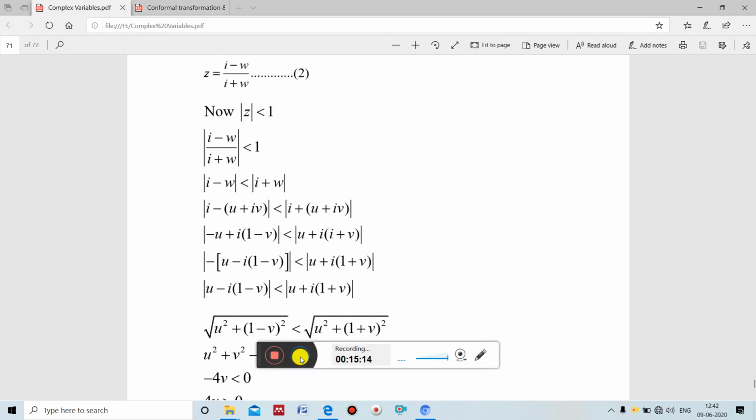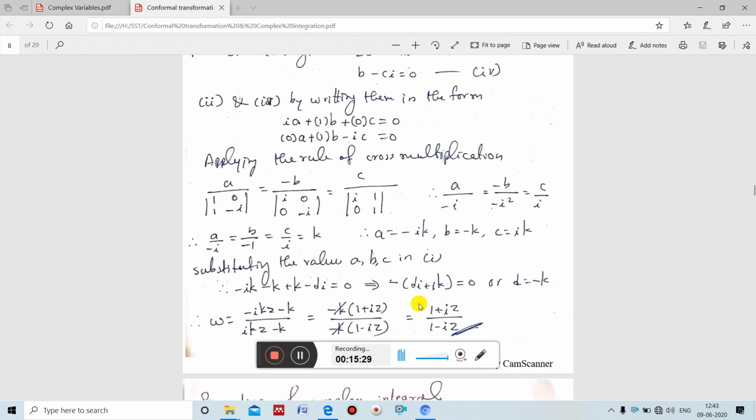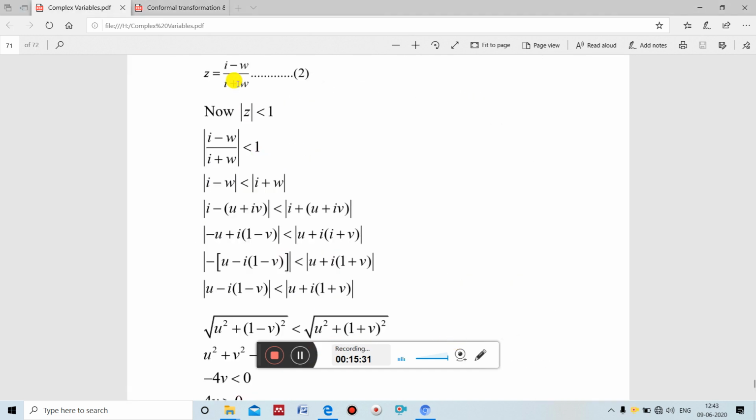In the question it is given that mod of z is less than 1. So for that we rearrange the given bilinear transformation as z is equal to i minus w divided by i plus w. Then they have given the condition mod of z is less than 1. So z means i minus w divided by i plus w, less than 1. Take i plus w to this side: mod of i minus w less than mod of i plus w.